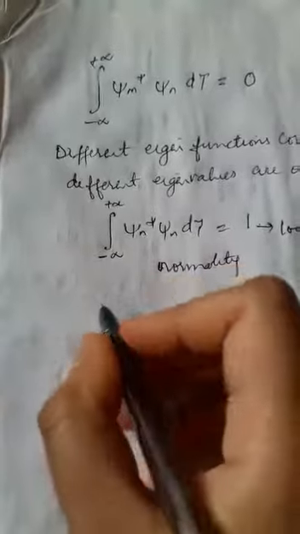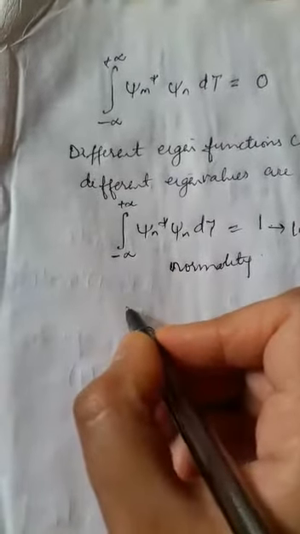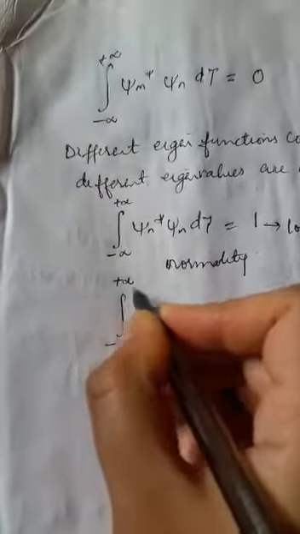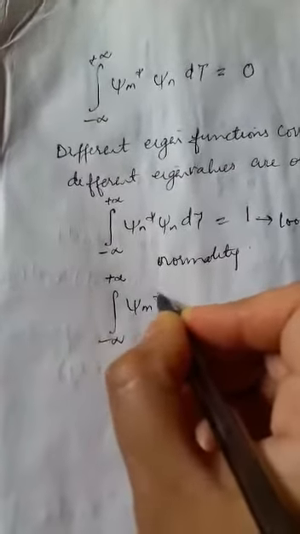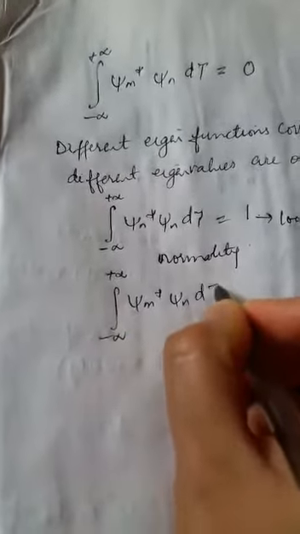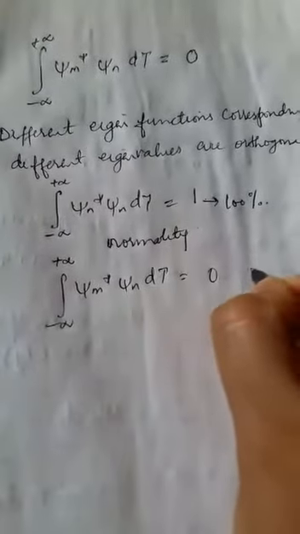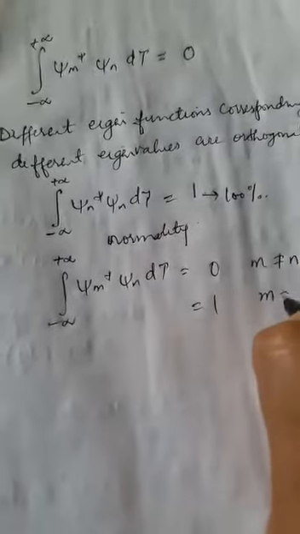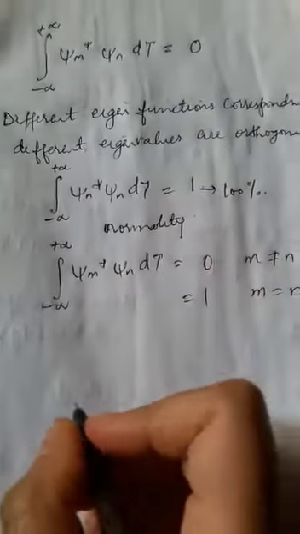Normality condition. Now if I want to put these conditions together and write them together, I may write the integral from minus infinity to plus infinity of psi m star psi n d tau is equal to 0 for m not equal to n, and is equal to 1 for m equal to n.